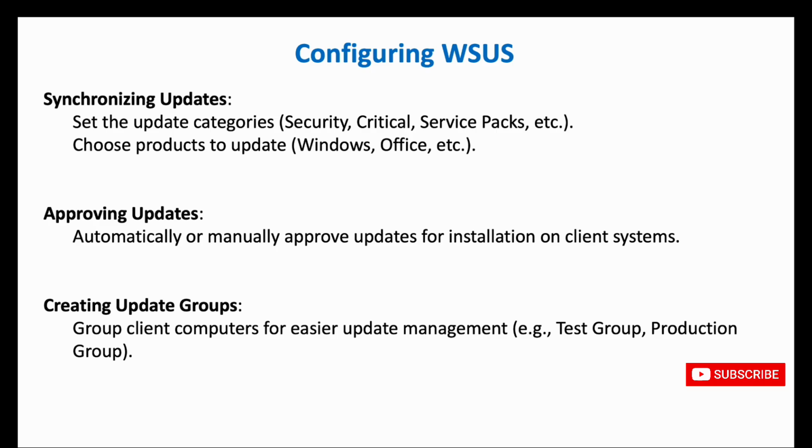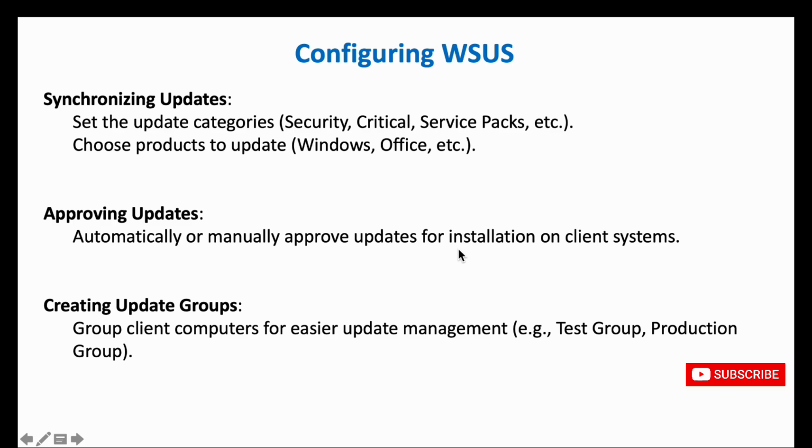So configuration of WSUS is a little tricky, but the options seem to be available on the GUI portal very easily. So you don't need to do much in PowerShell for WSUS configuration. But synchronizing updates, right? You set an update category where you can select your security patches, or security critical, low, medium, important, right? These kinds of patches. And then you can choose your product, whether you want to update for Windows or Office product or anything. And then you have an option for approving updates. So there is an option where you can approve it automatically.